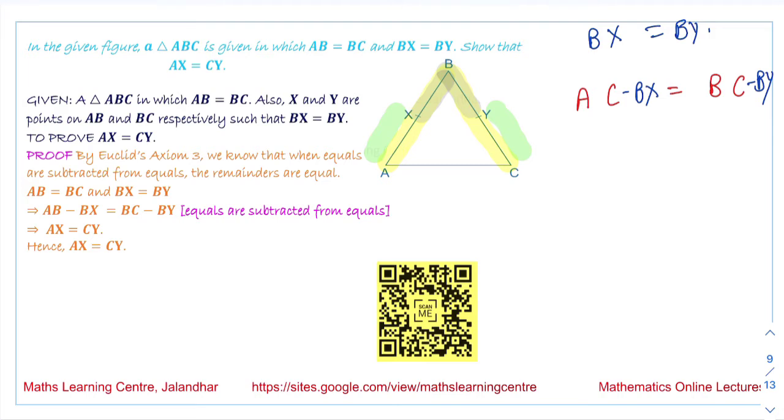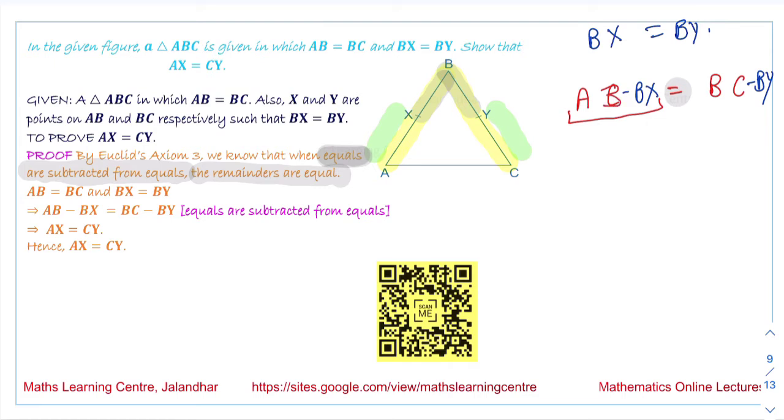So what we are saying is that equals are subtracted from equals. And when equals are subtracted from equals, the remainders are equal. So this equality sign is there. So what are we left with now? AB minus BX, that is equal to, sorry, it is not AC, it is AB.